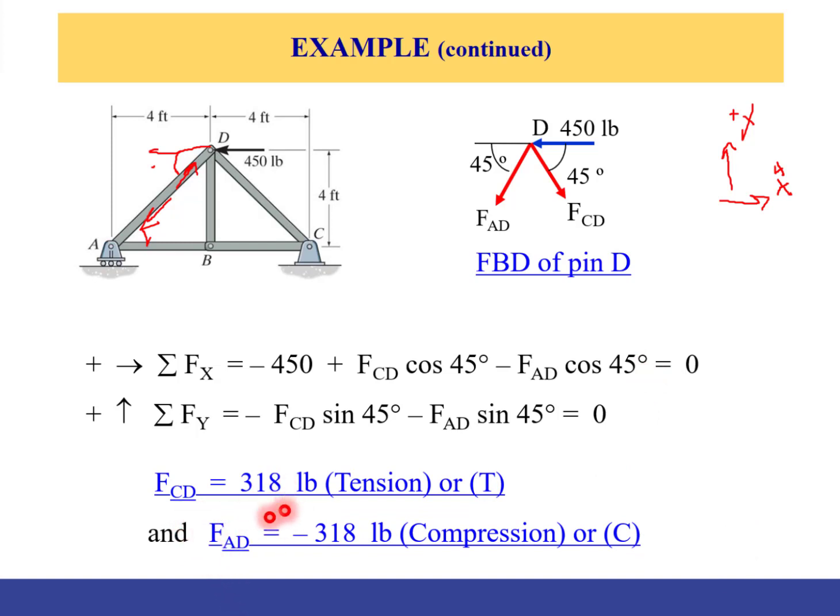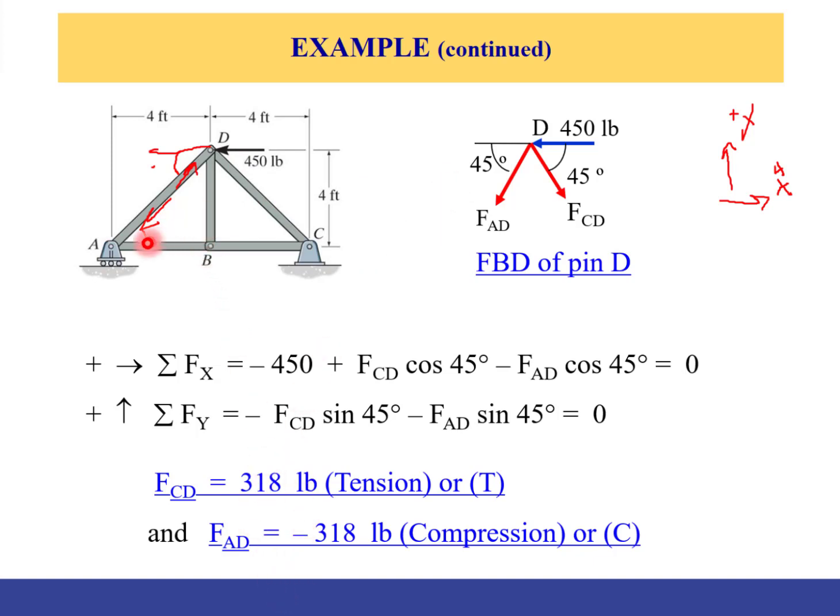Now we want to make sure that you understand the significance of the sign. F_CD turns out to have a positive 318 pounds, meaning what we assumed for CD is correct. So CD is under tension, because we said this is under tension, we picked.